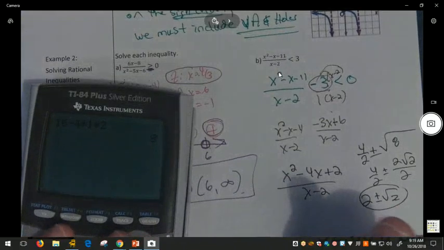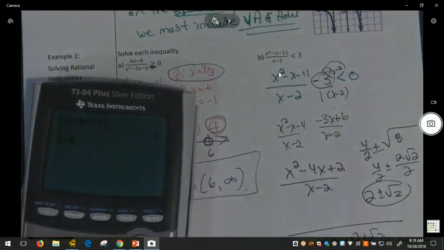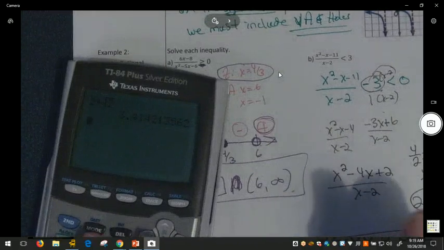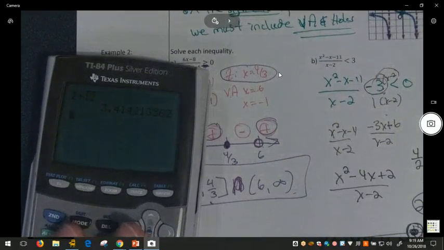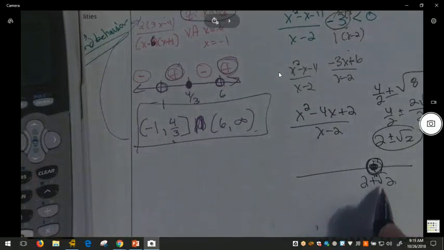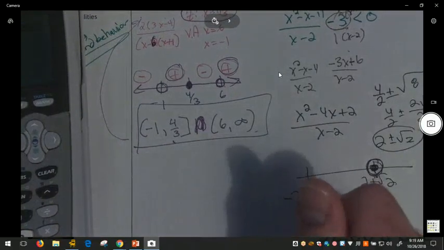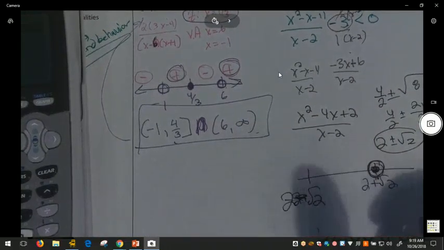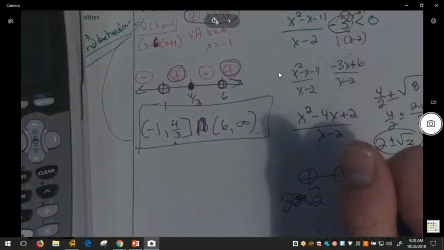So I have 2 plus the square root of 2, which by the way is roughly 3.14. I have a vertical asymptote at, oh, and I'm going to do an open circle, even though normally it would be a 0. I'm going to do an open circle because it does not have equality. I'm going to do one at 2 minus the square root of 2. And I'm also going to do an open circle because of the vertical asymptote at x equals 2.